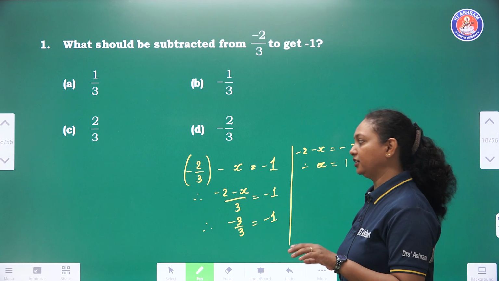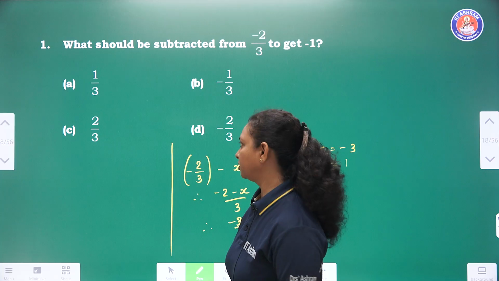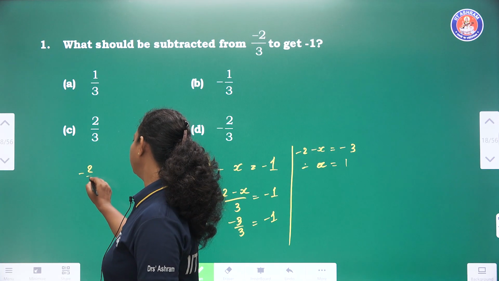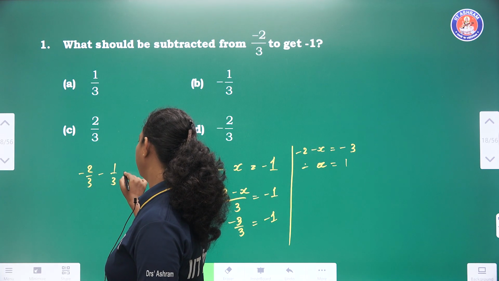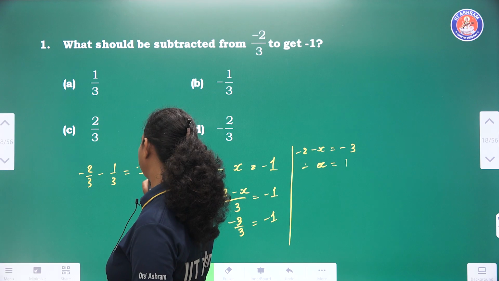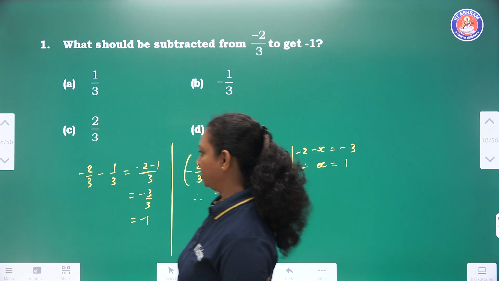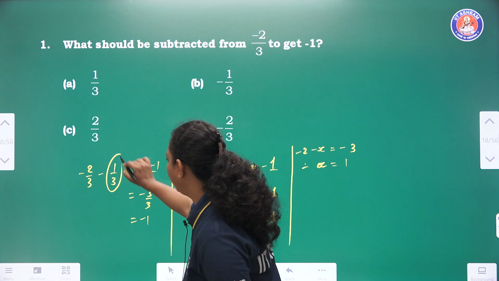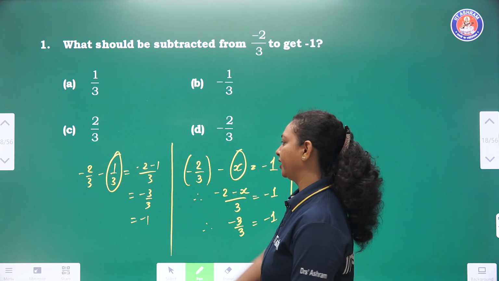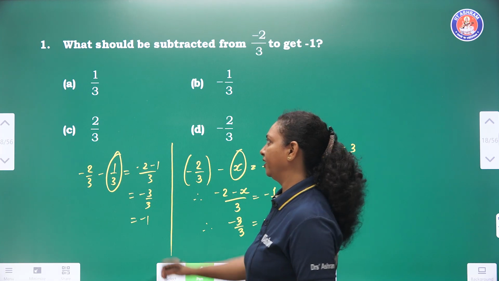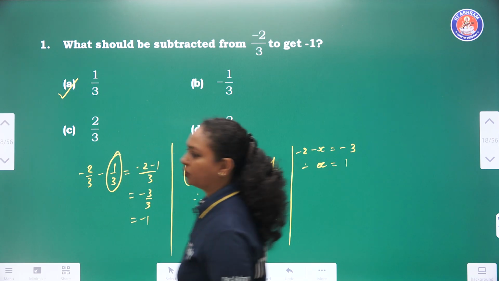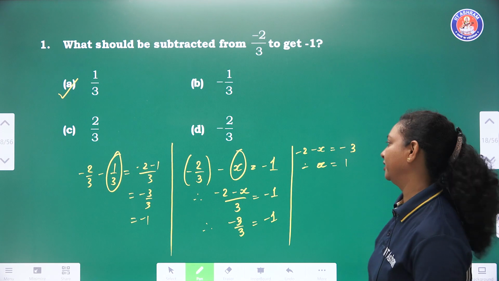So, to cross-check your answer, minus 2 by 3 minus 1 by 3 is equal to minus 2 minus 1 upon 3, which is minus 3 by 3, which is equal to minus 1. So, what is the value of x? x is equal to 1 by 3. So, which option is correct? 1 upon 3, not minus 1 by 3.